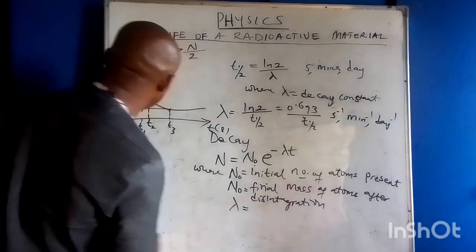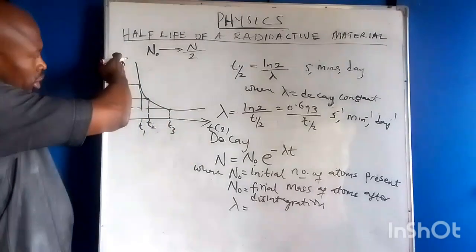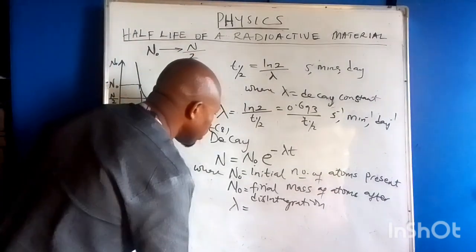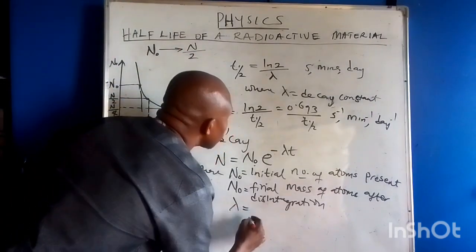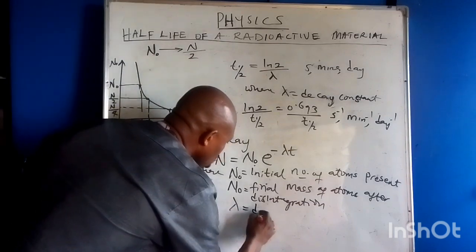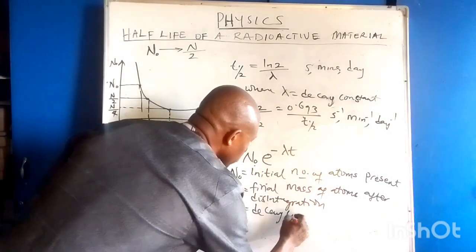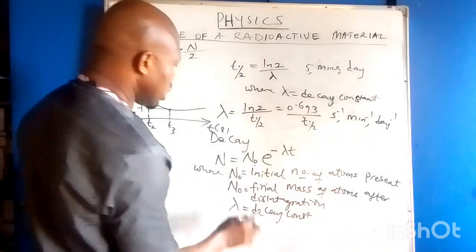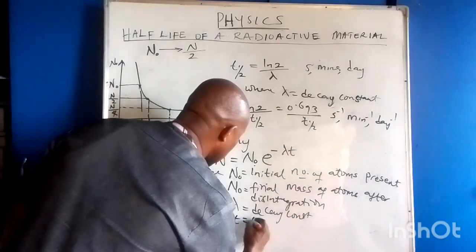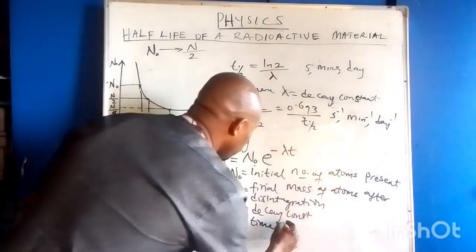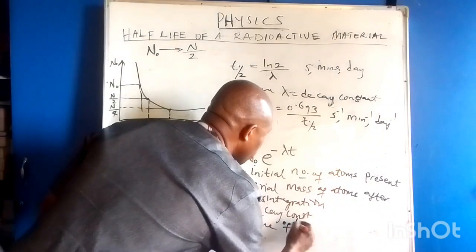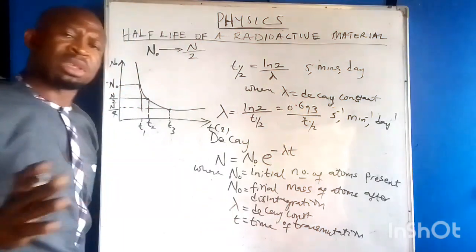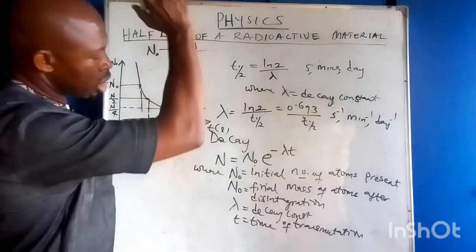We have the negative sign because it is decreasing exponentially. Lambda is the decay constant, and we have given its SI unit. The next one is the time. T is the time of transmutation, or the time taken for the decay process to continue.